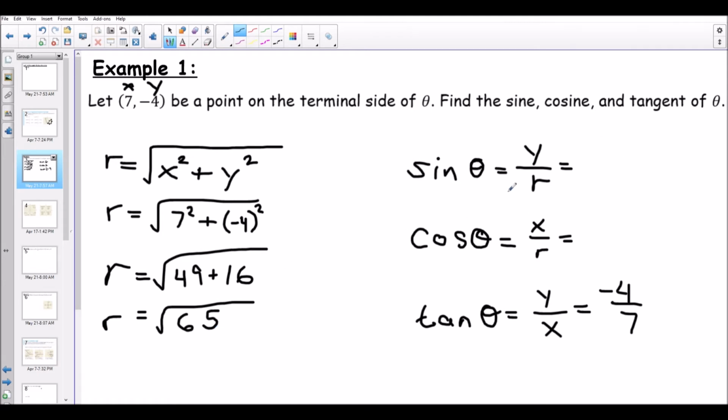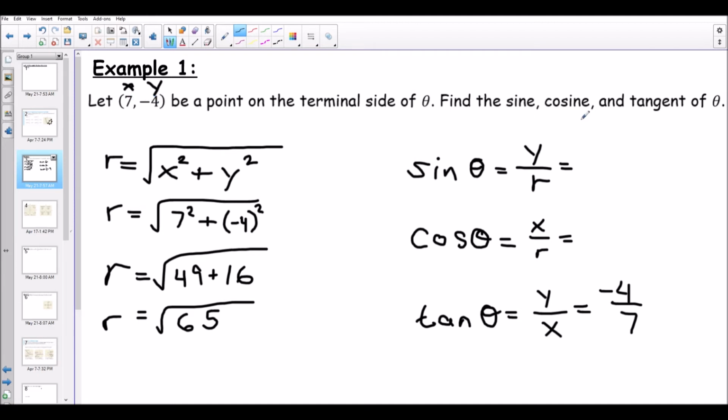So now let's look over here. Y over r. Our r is the square root of 65, which 65 is real close to 64. The square root of 64 would be 8. So this is just a hair above 8 if we were doing the decimal version of it. But since we're not, we're going to leave it in radical form because we want to be exact.